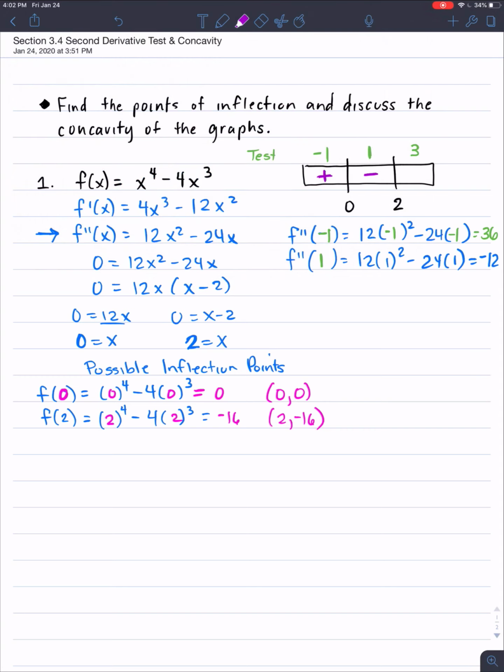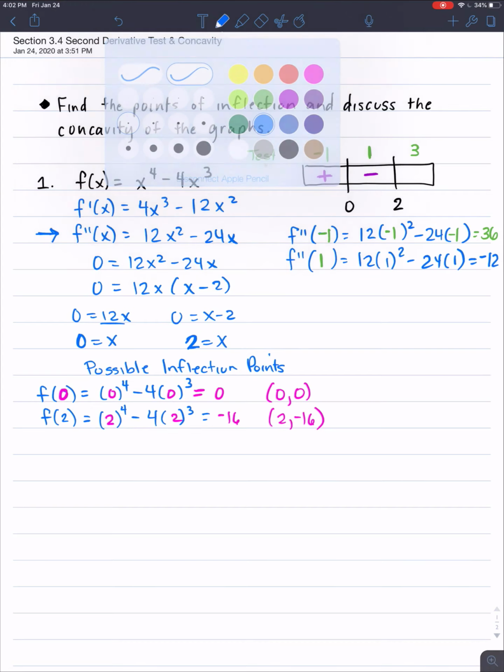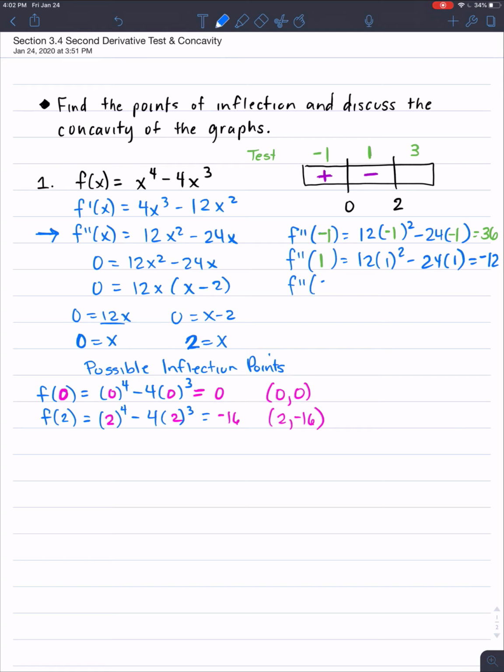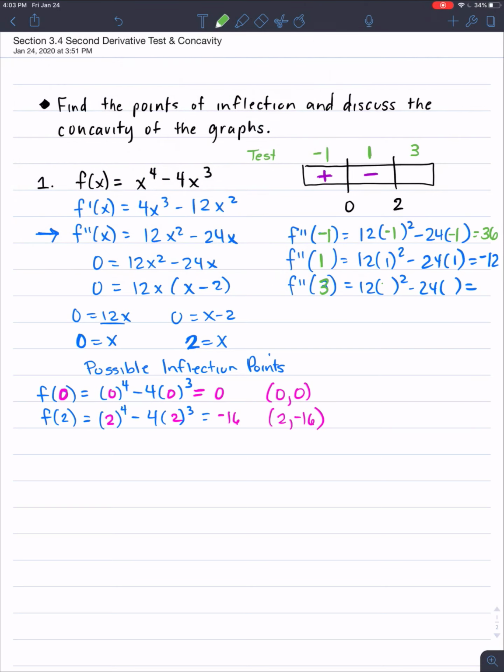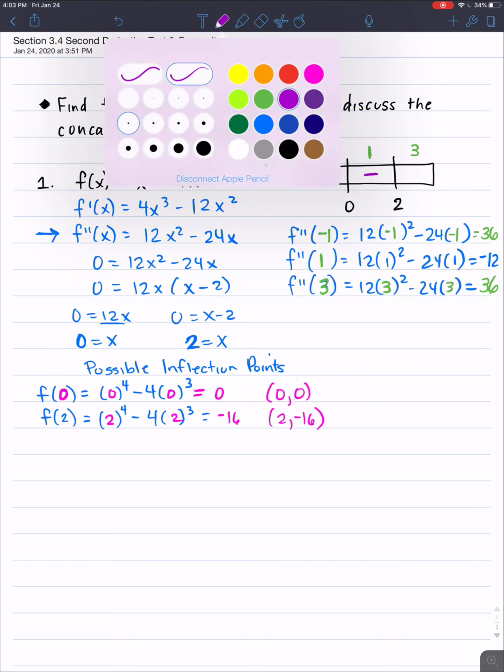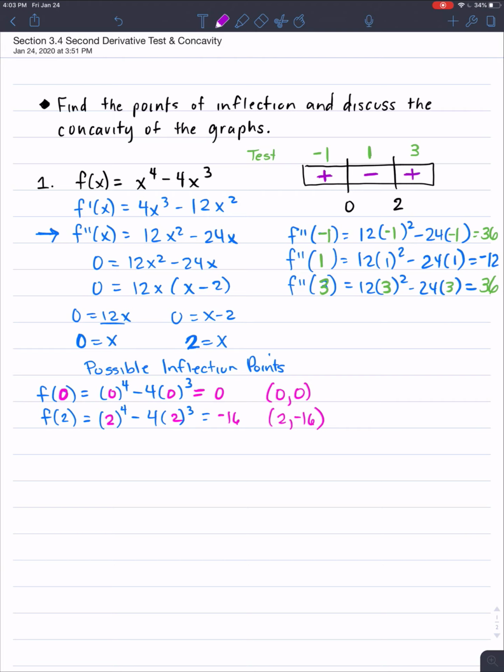So now I'm going to be plugging in and testing my last interval. I'm going to evaluate f double prime, substituting my test value of 3 in. So plug in 3 everywhere that there's an x. I'm going to plug in a 3 here, evaluate that, and I get positive 36. So all we care about is, is it positive or negative? We found out that it's positive.